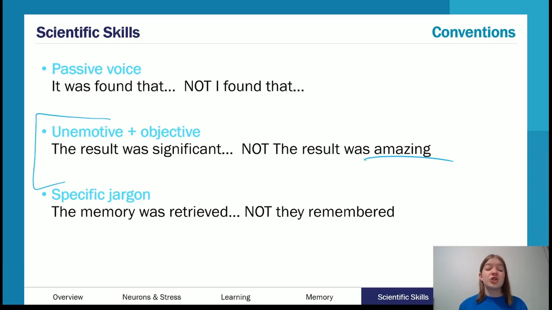And use specific jargon to really show off your understanding of the content of VCE Psychology. For example, the memory was retrieved, recall was tested, not focusing on just generic they remembered. Try and make sure you show your understanding of that psych terminology.